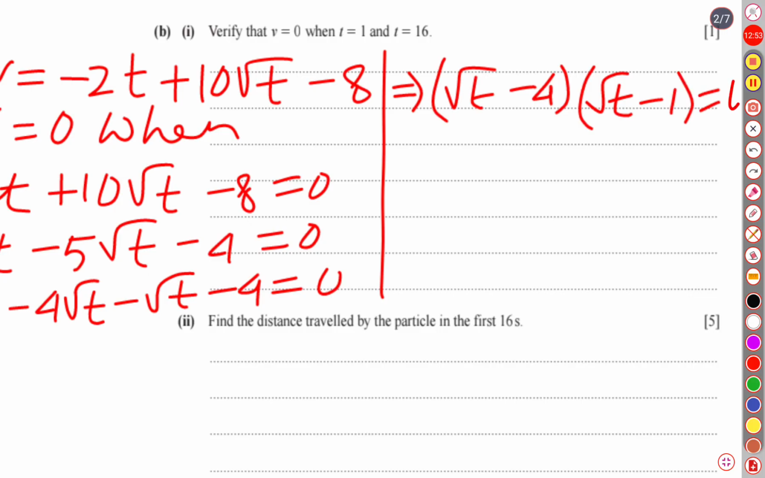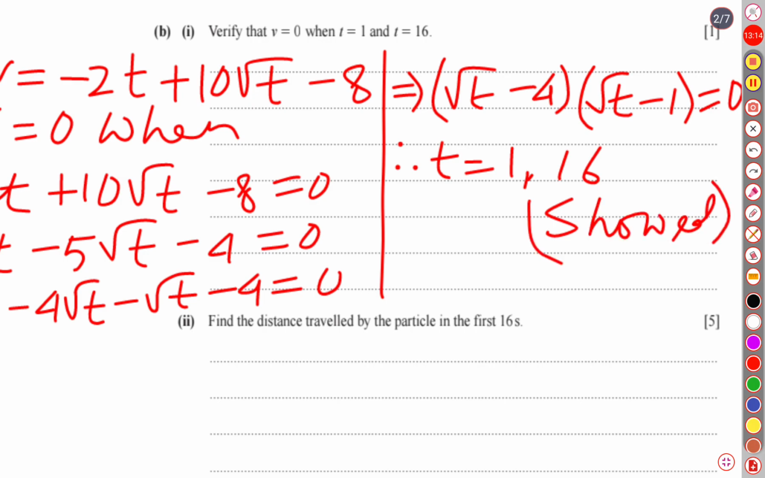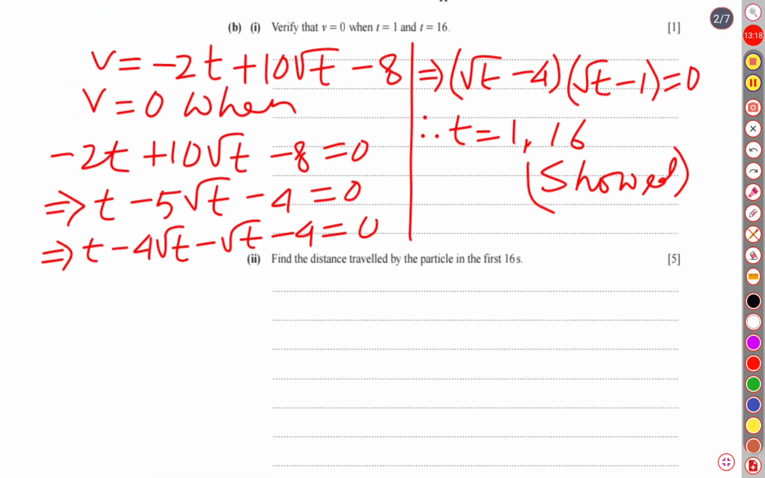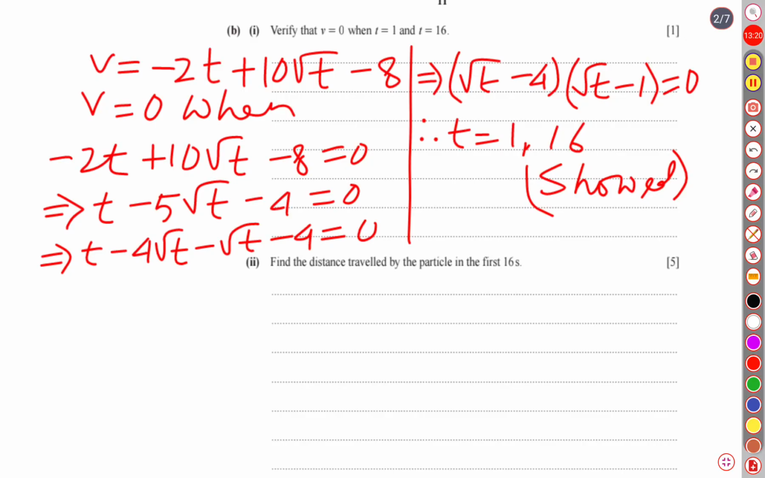Hence our t is going to be what? Square root over t is 4, so t is equal to 4 square, which means 16. Hence our t is going to be 1 as well as 16, because 1 square means 1. So they have told us to show this. We will just write showed. This is one of the simplest of all solutions. Well, let's move on to question number C.